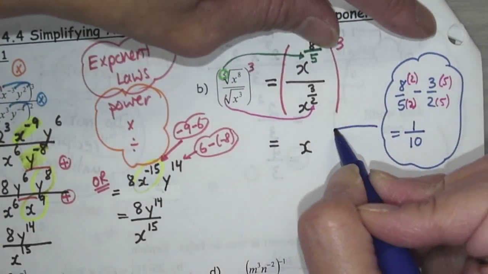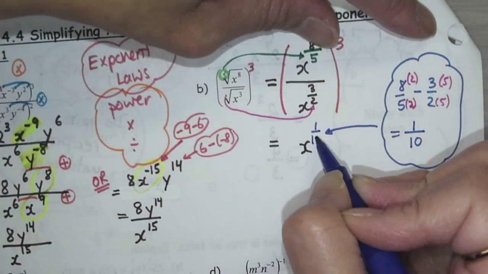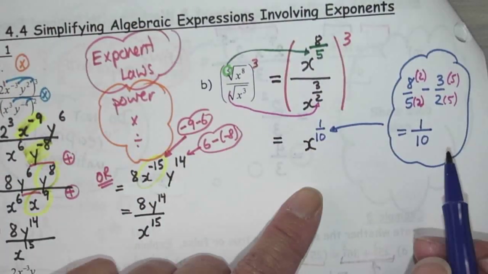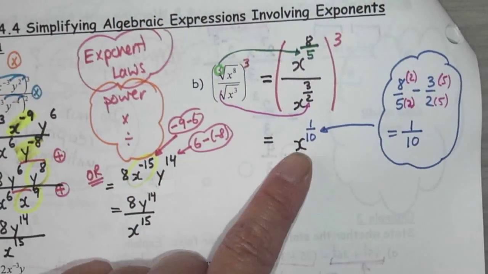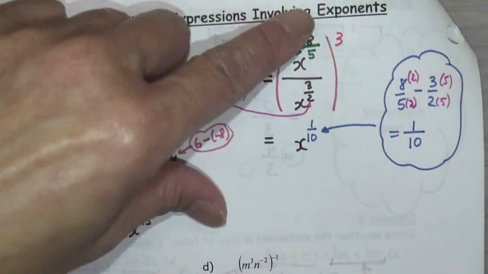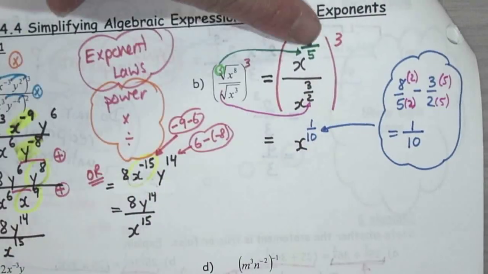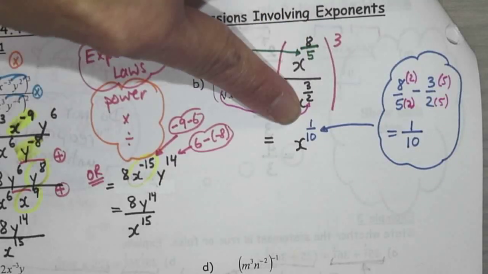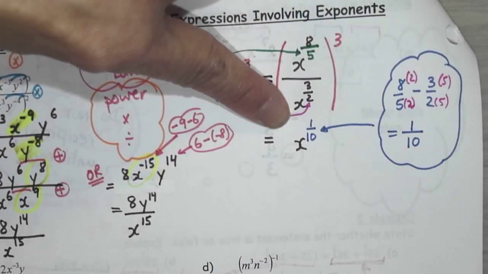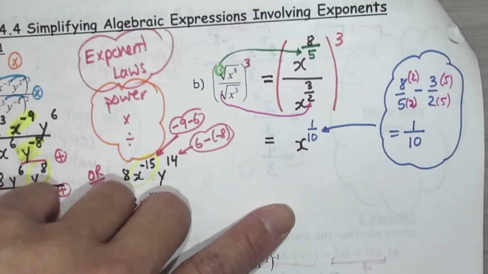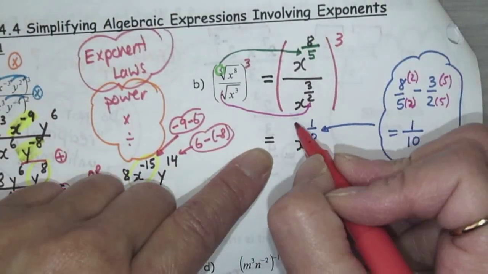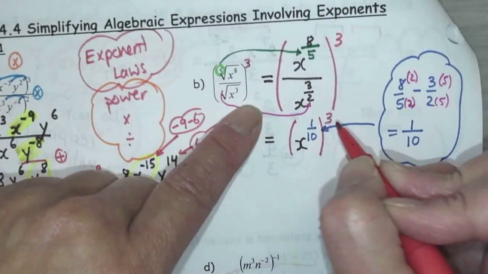You take that number and you put it in here. So 1 over 10. You don't have to show me the bubble. The bubble's on the rough paper, and you're just putting the 1 over 10 there. Remember, we always read from the top to the bottom. So go 8 over 5 minus 3 over 2, top minus the bottom. This way. Okay? Then I still have the 3 on the outside, don't I?